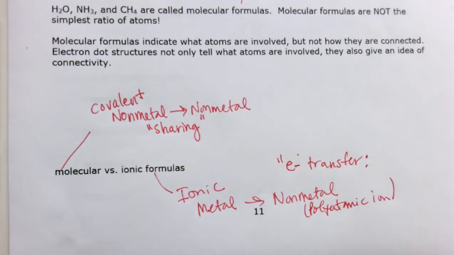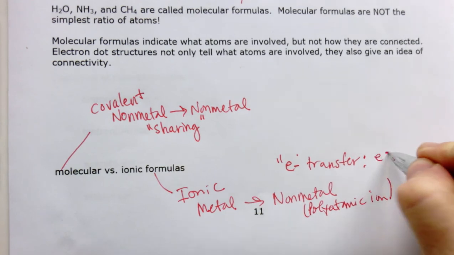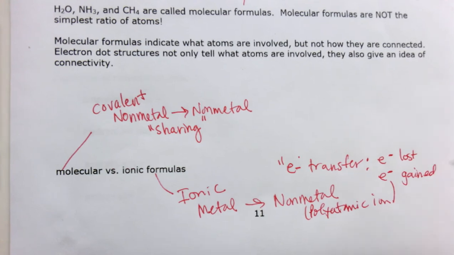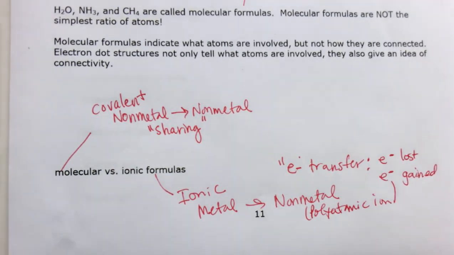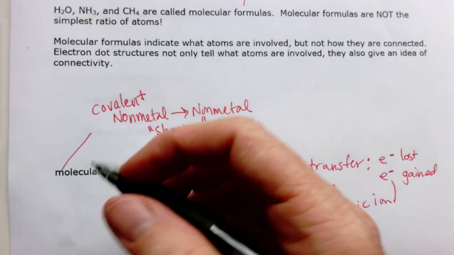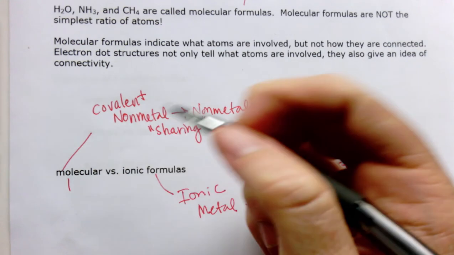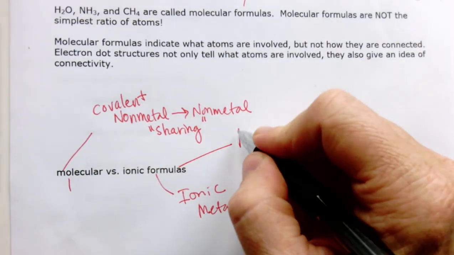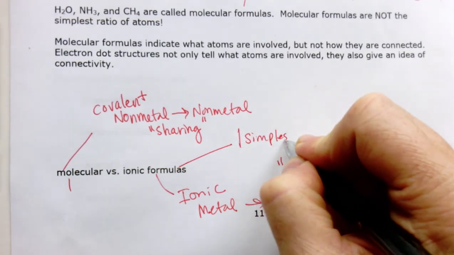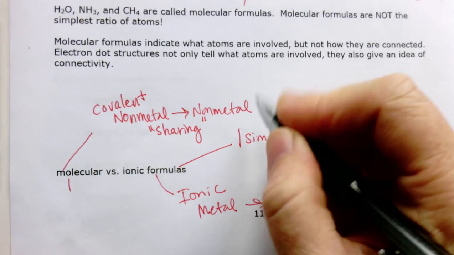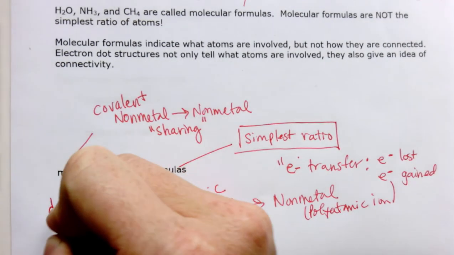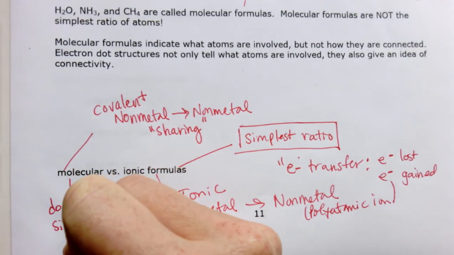So what I mean by that is electrons are lost, electrons are gained. There is no sharing with ionic formulas, ionic compounds. Let me state that with ionic formulas. Ionic formulas, it's the simplest ratio. With molecular formulas, do not simplify.